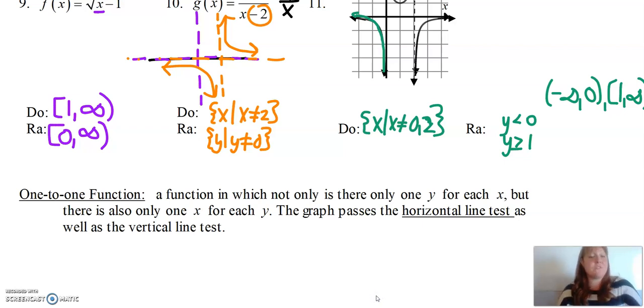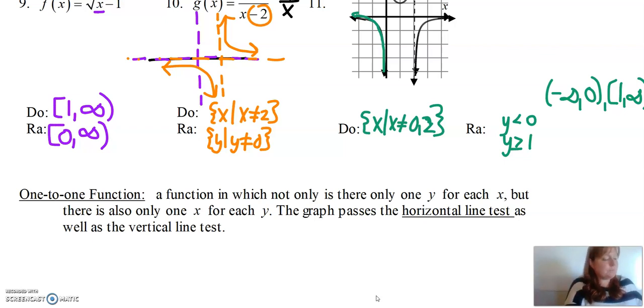Another term you need to know about functions is one-to-one function, which means that not only is there only one y for every x, there's only one x for every y, which means that two different x's don't give me the same y output.